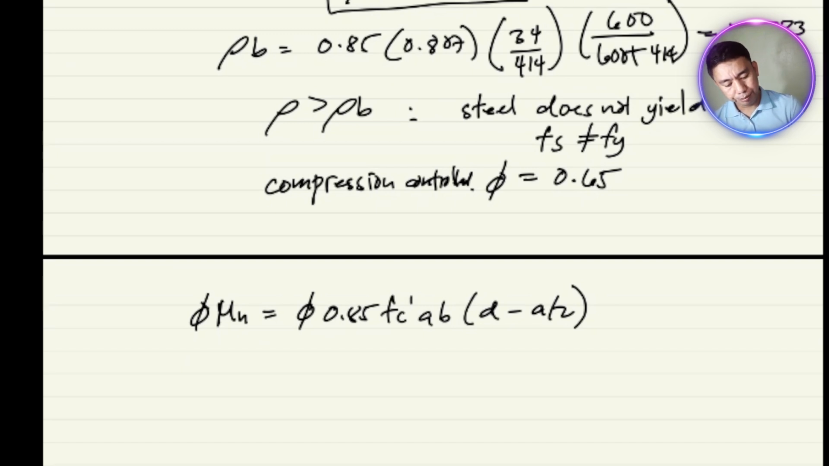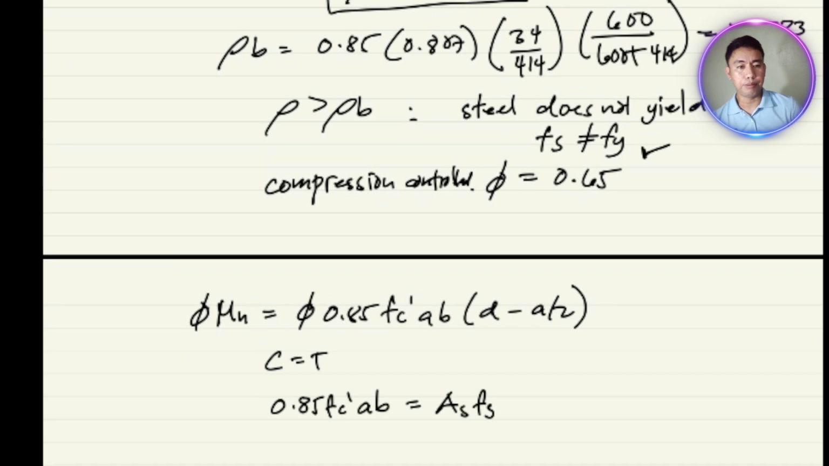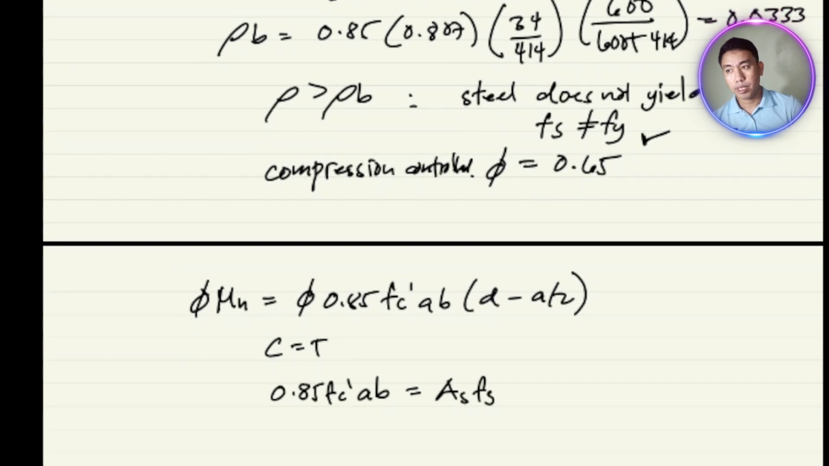So paano yan? We have the formula, yung C is equal to T, compression and tension, which is 0.85 fc prime ab is equal to As fs. But remember, yung fs natin is not equal to fy. Okay? So how to solve for fs? fs is equal to 600 times d minus c over c.